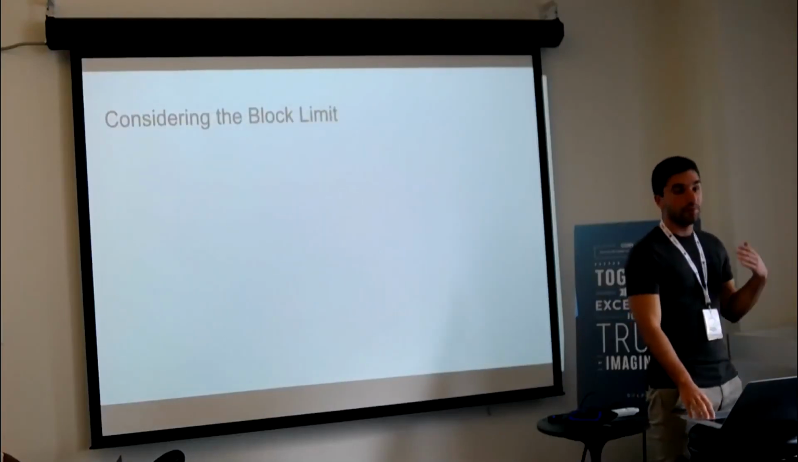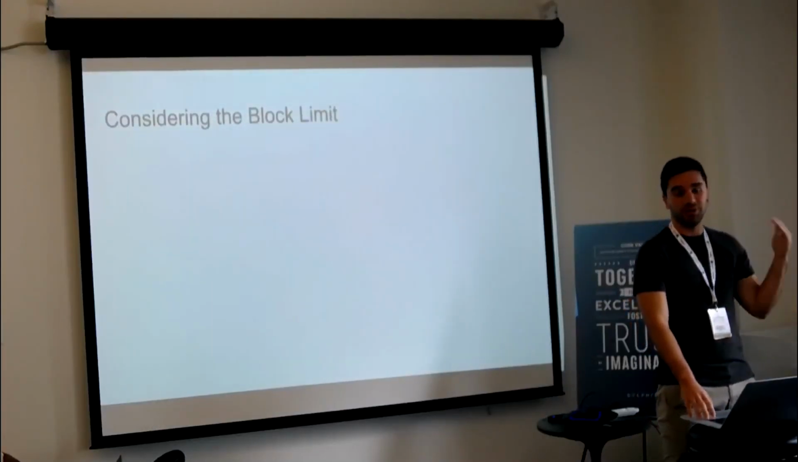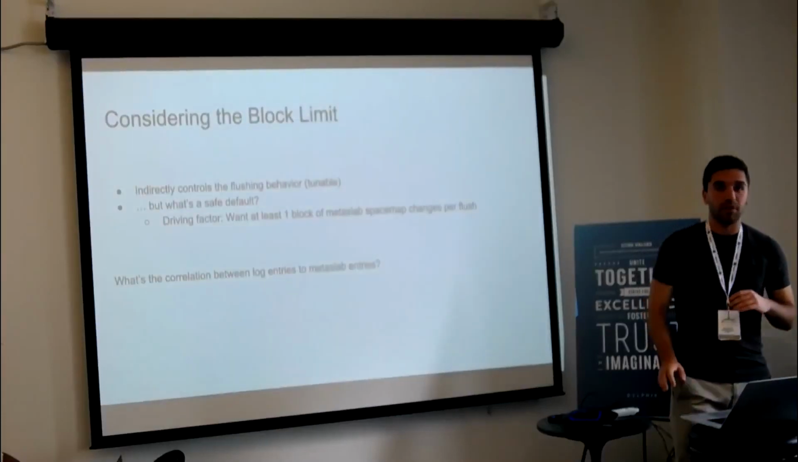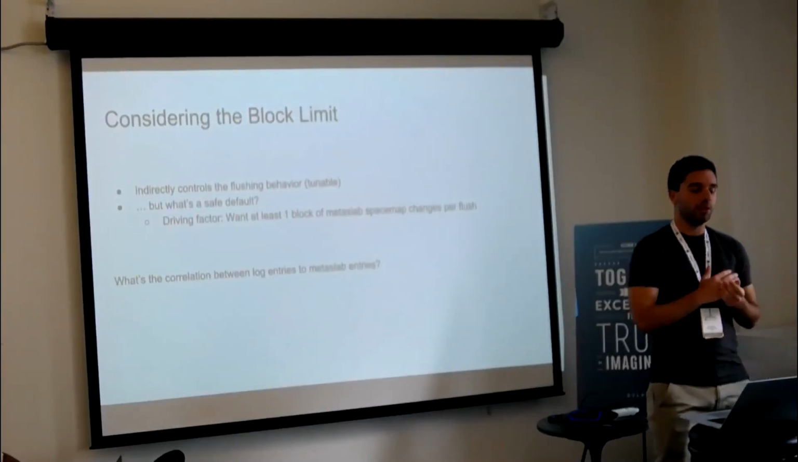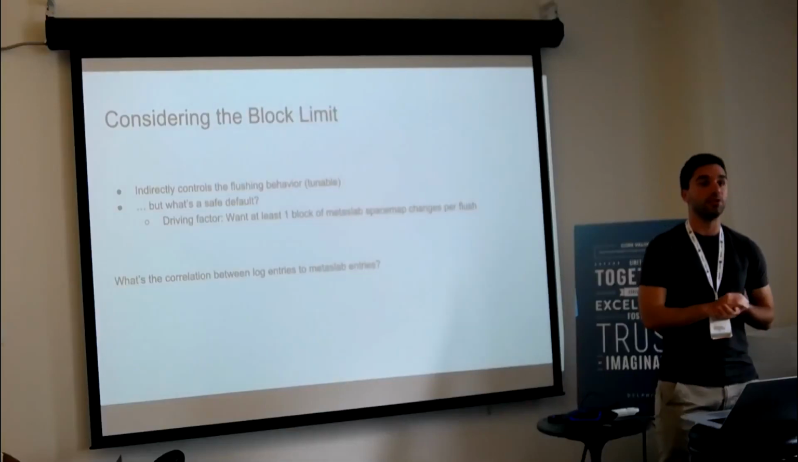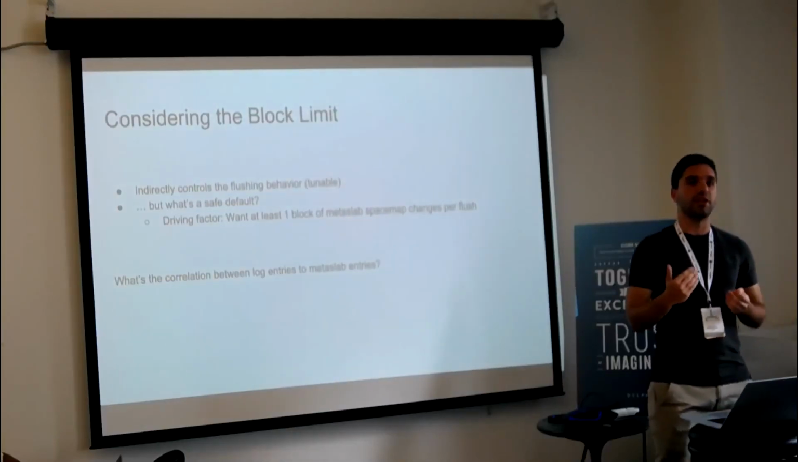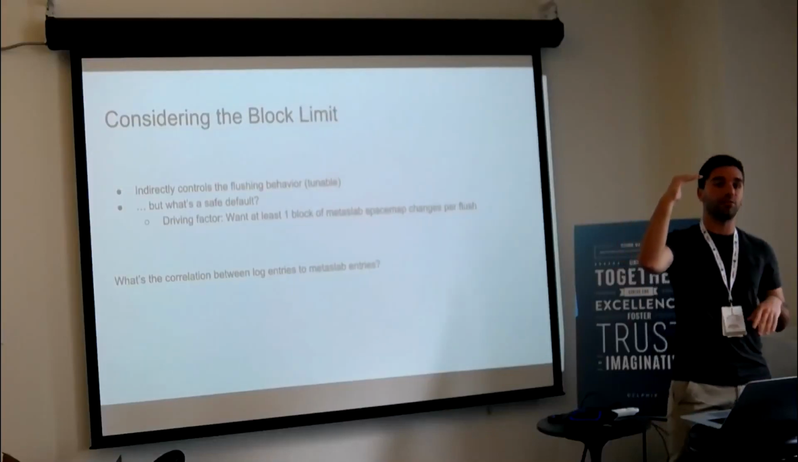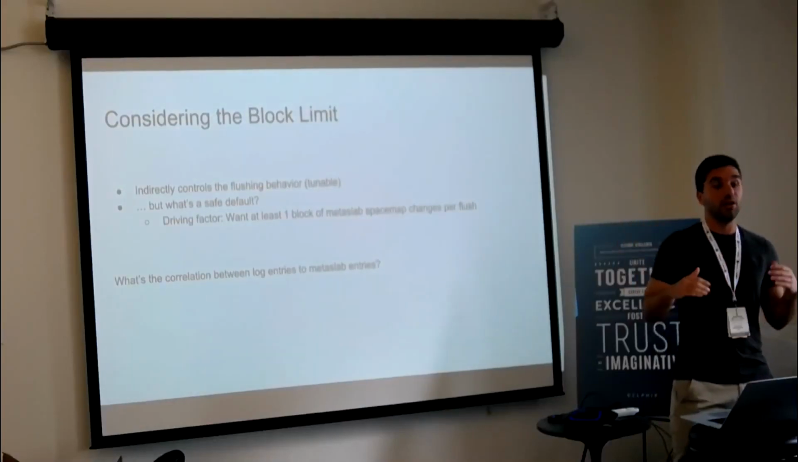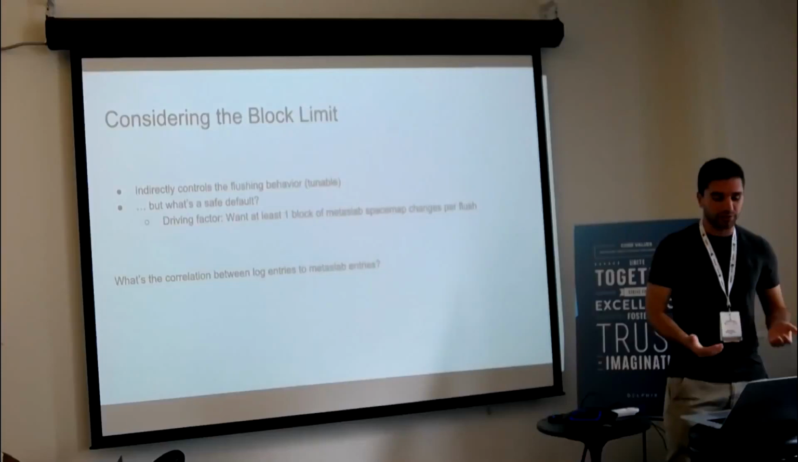So yeah, I've been talking about this block limit that I arbitrarily set, and we want to come up with a sane default because this limit indirectly controls the flushing rate. So the higher the limit, the fewer metaslabs that we need to flush. The lower the limit, the more pressure on the system to flush more.